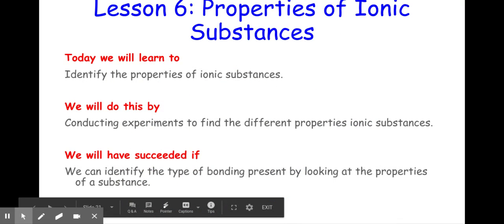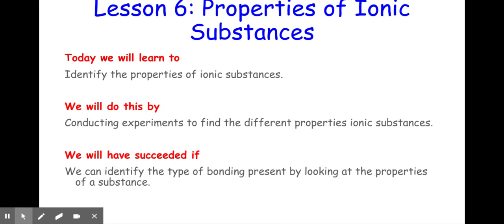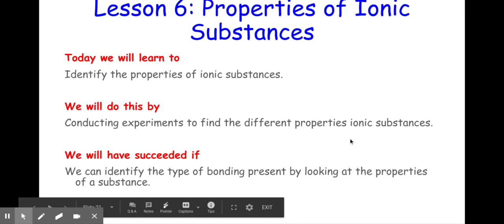So, lesson 6 then has been properties of ionic substances. We have conducted some little theoretical experiments, and hopefully they've helped you understand why ionic substances conduct only when liquid and aqueous. What we're going to start to learn is, as we delve further into covalent substances in the next video, how we can use these to tell somebody what type of bonding is present in a substance by its properties.